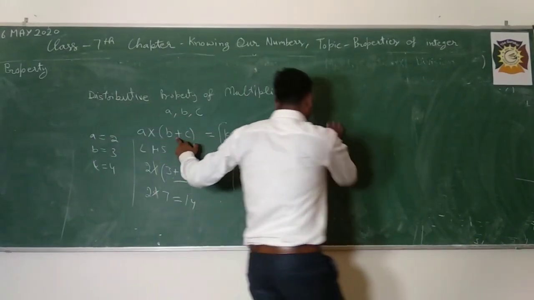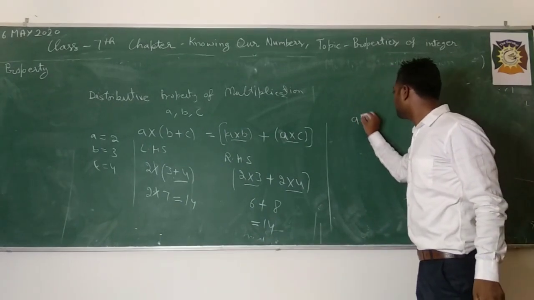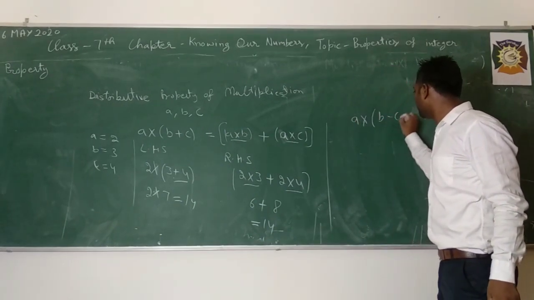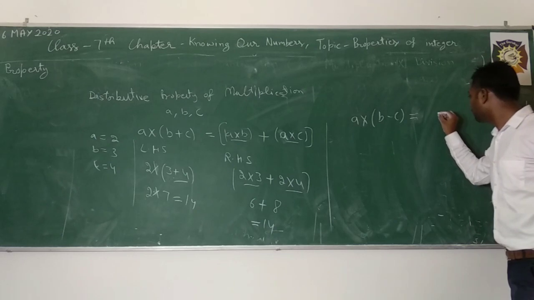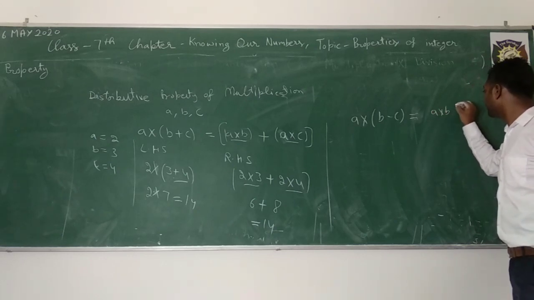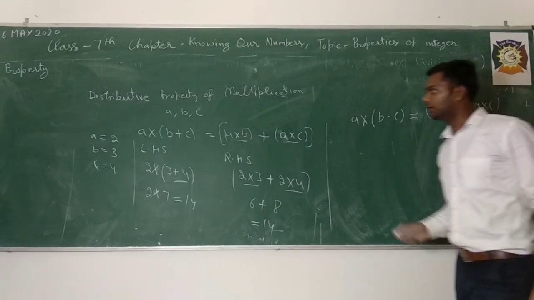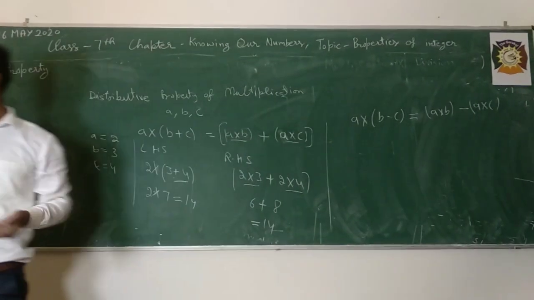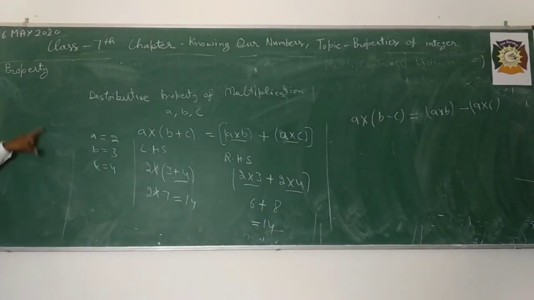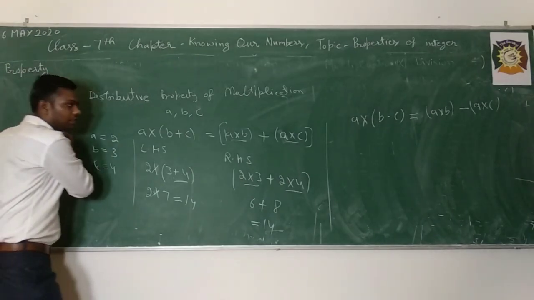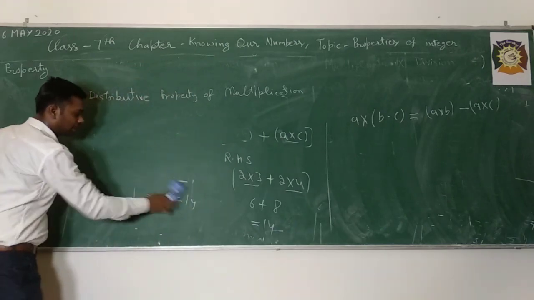And if we have a difference or negation sign, that is b minus c, then a into b minus c is equal to a multiplied with b minus a multiplied with c. That's it. Now, how is the question asked on the basis of these properties? Let's see a few examples.